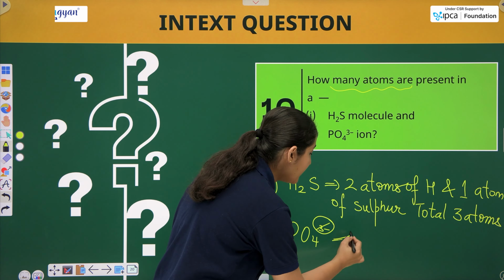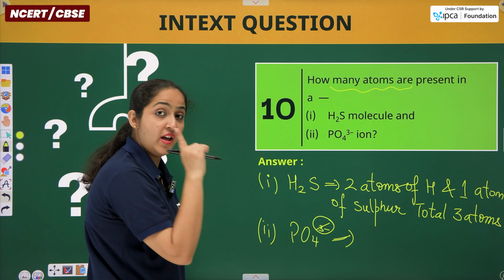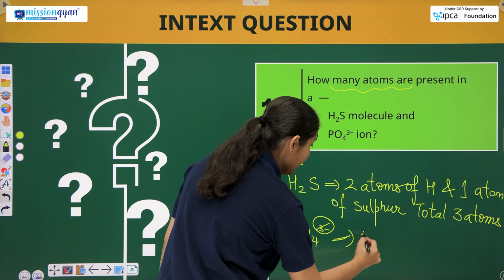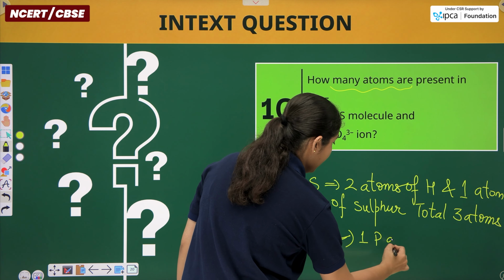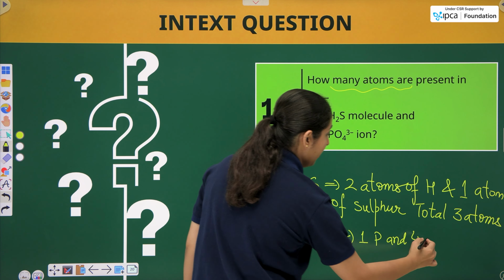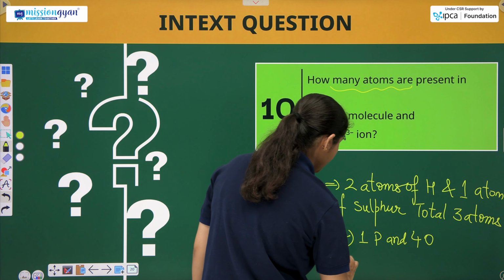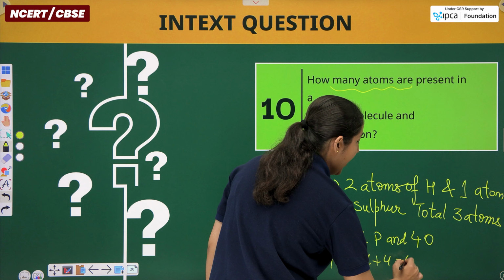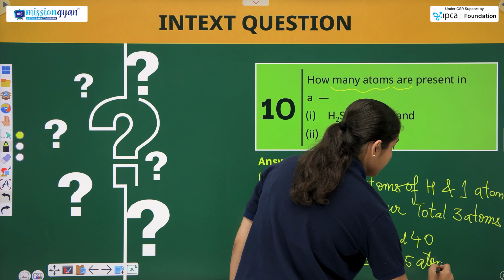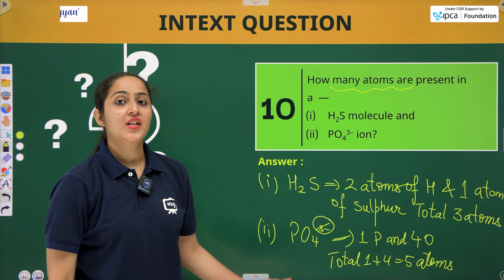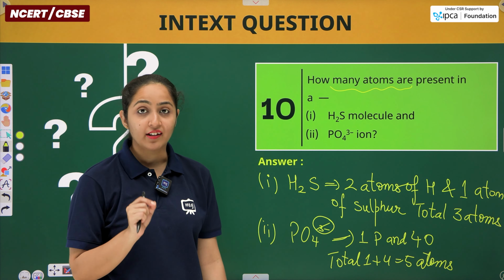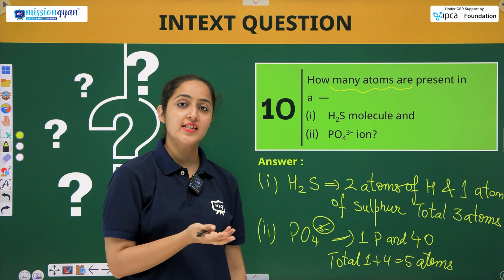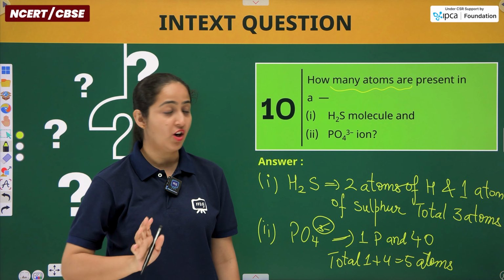तो कितने atoms present है students इसमें देखते हैं. एक तो है phosphorus का, 4 है oxygen के. So, 1 phosphorus and 4 oxygens. So total 1 plus 4, 5 atoms are present in this ion. Alright, students, so this is how you need to count the number of atoms, whether a molecule is given or an ion is given. Got it?